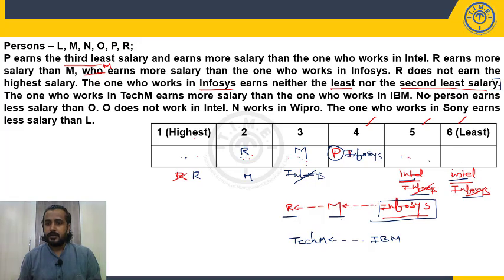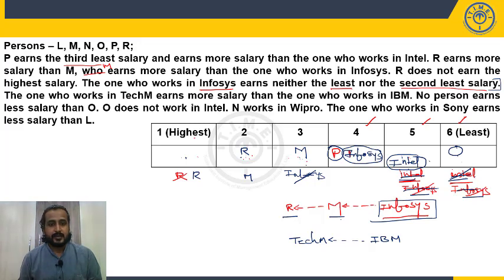What is the next? No person earns less salary than O. What do you mean by that? O itself is the one who earns the least salary. So O will come here. And O does not work in Intel. But one of these two positions should be given to the one who works in Intel. So when O does not work in Intel, the one who earns the fifth highest salary must be working in Intel. So here I am able to fix Intel. So Intel is fixed. Infosys is also fixed. So there is no issue.